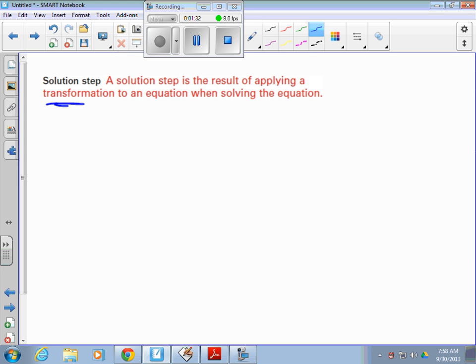So if we had 2 plus 3, for instance, and you change that to 5, that doesn't say the same thing. 2 plus 3 doesn't say the same thing as 5, but you combine those two things. This is a solution step to 2 plus 3.